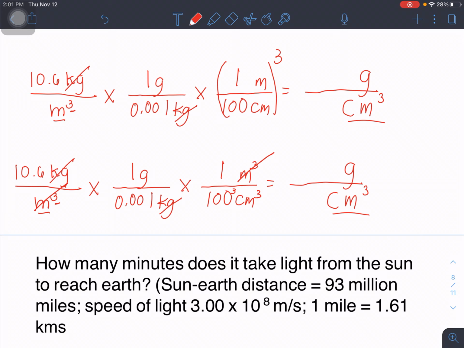So this will be 0.0106 grams per cubic centimeter. So I would like to rewrite this one in a manner wherein I could read this one easier. So gram per cubic centimeter.